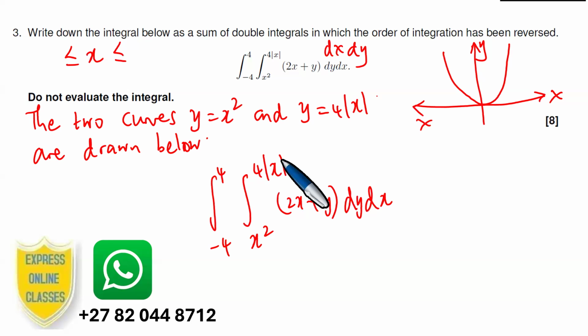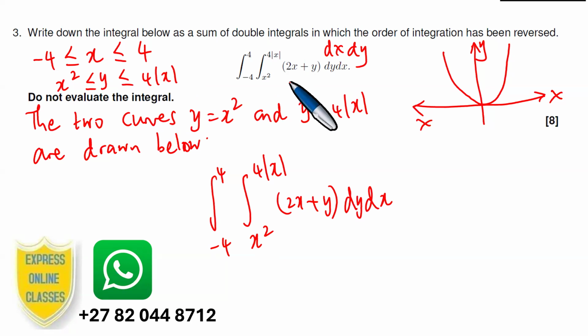So now you then say our x therefore lies between -4 and 4. These are sort of the limits of integration. Simultaneously, our y lies between what? Our y, because there is dy here, lies between x squared and 4 times the modulus of x. These inequalities describe the region of integration over which we are performing this integral here.